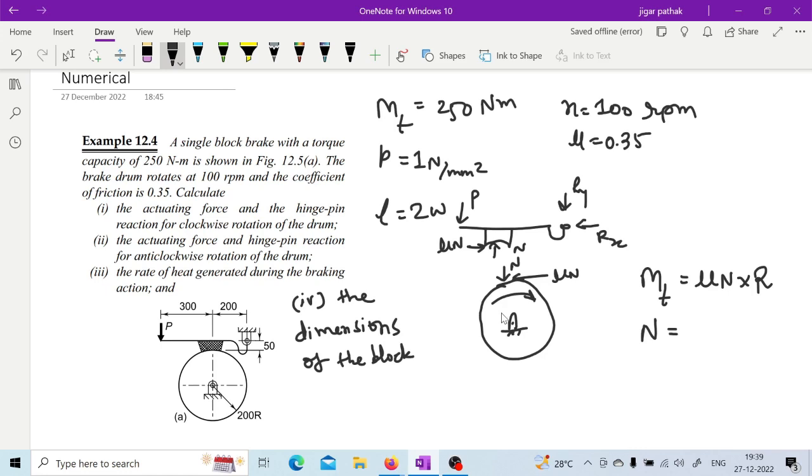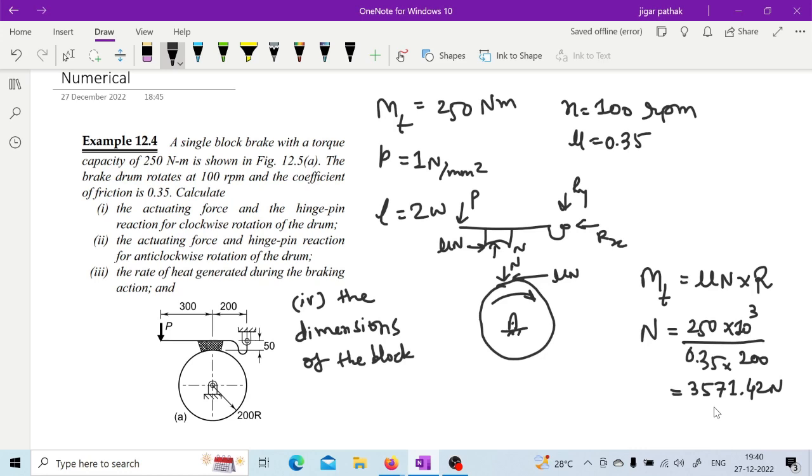Correct? So what will be your N? Mt is given as 250 Newton into mm. If we convert, then it is 250 into 10 raised to 3. Mu is given as 0.35, and this radius is given as 200. So your N will be 3571.42 Newton. That will be your N.